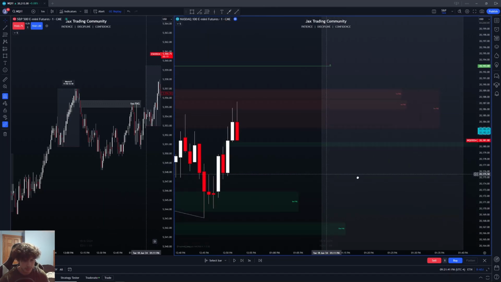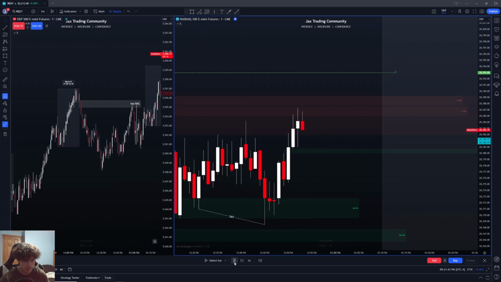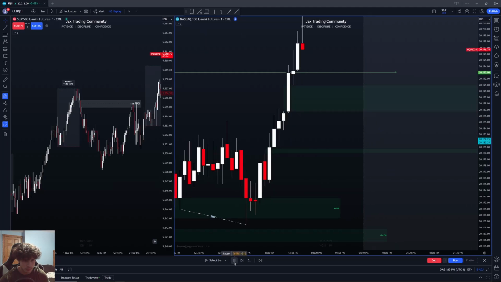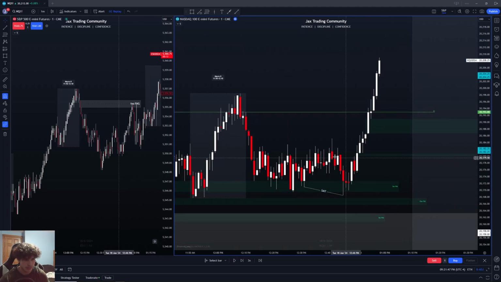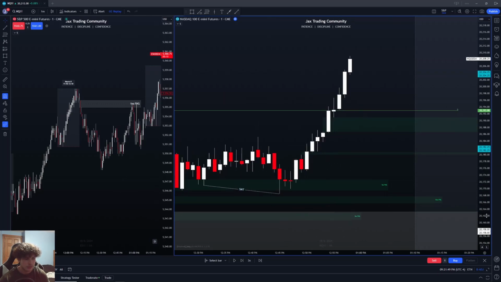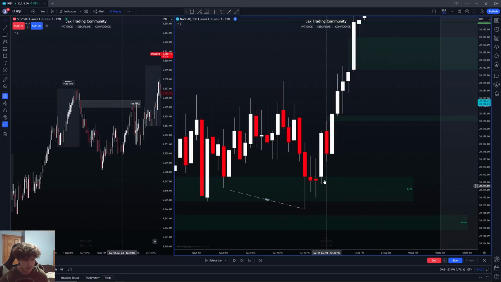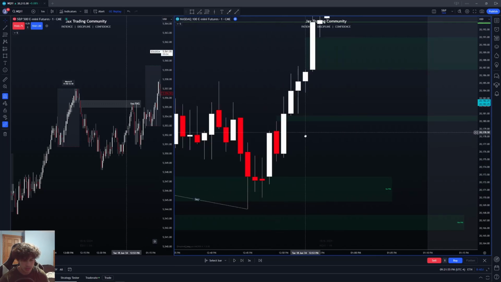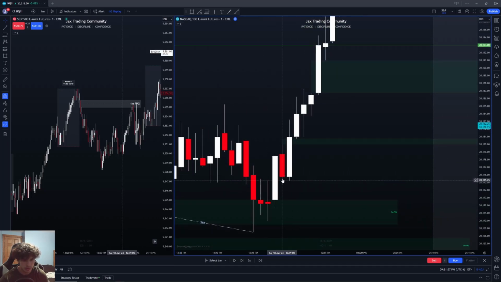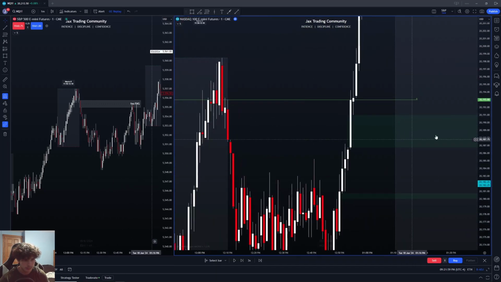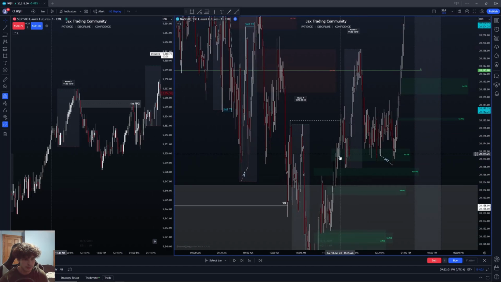We have displacement up. Now we have this fair value gap. We don't end up reaching into the fair value gap. We just keep running up. And for trades like this, this is where I would look into a 30-second. So after we have this SMT displacement up, I would also be looking at the 30-second, and there probably is a 30-second entry right here. But we end up going higher.